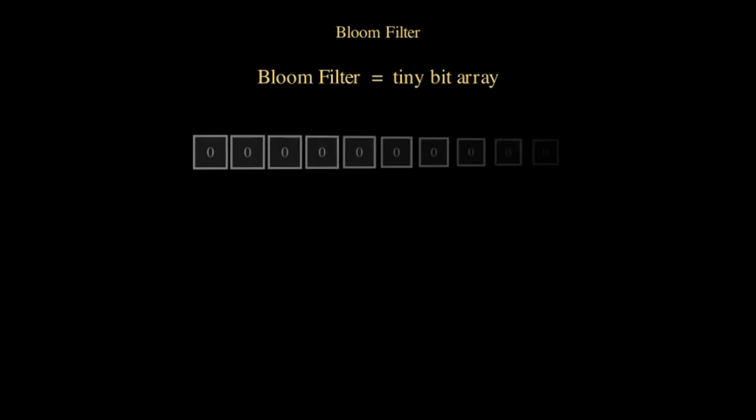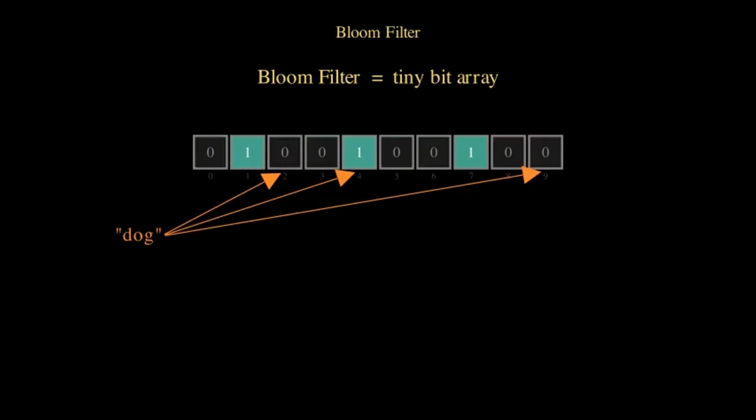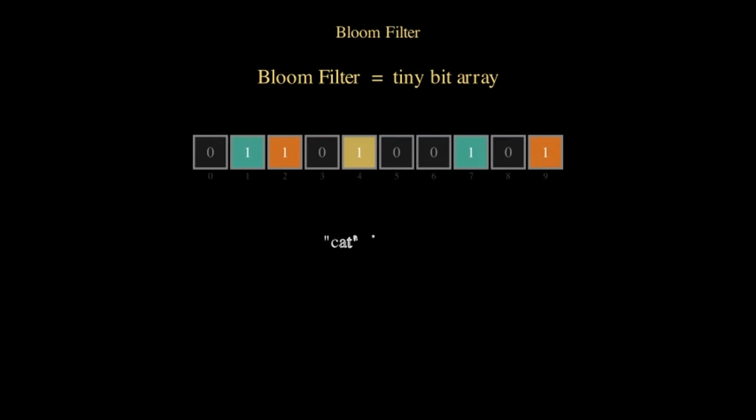A Bloom filter is a memory-efficient, probabilistic data structure that tells you almost instantly if something is in a set. It works by using multiple hash functions to map each inserted element to several positions in a fixed size array, setting those positions to 1.